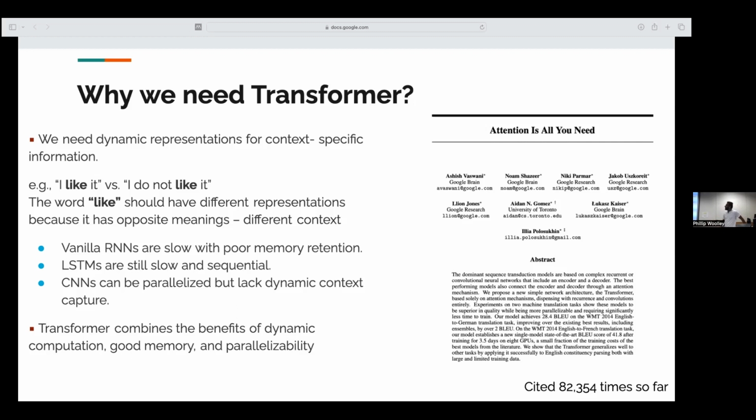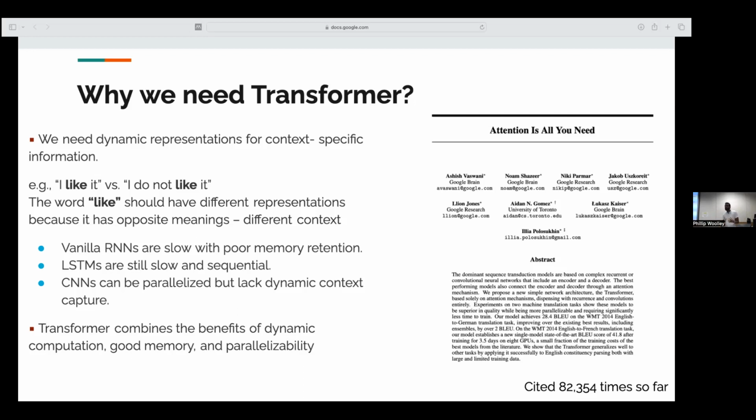So why do we need the transformer? Why were the models that were built before it, like RNNs or CNNs or LSTMs, not giving the performance that the transformer gives? It is because for understanding language better, we need dynamic representation for context specific information. What does that mean? Take two examples: the first one is "I like it," and the second one is "I do not like it." The keyword "like" should have different representations because in these two sentences it has opposite meanings, and by that I mean different context.